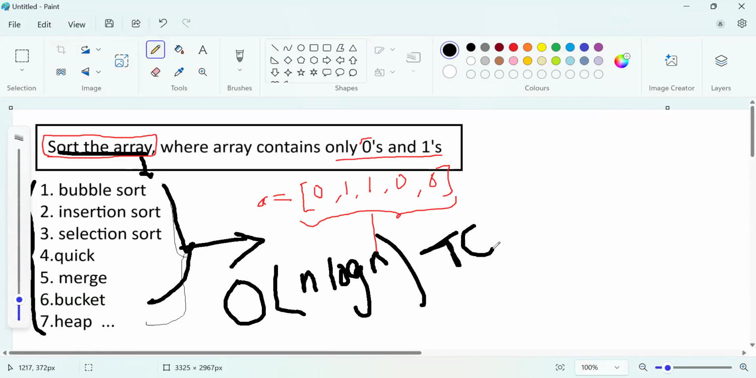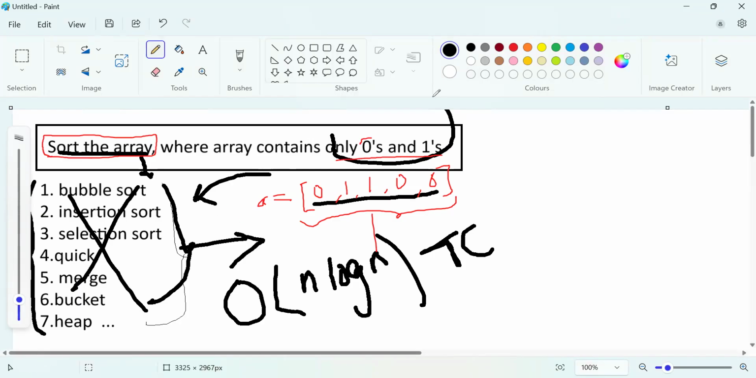Now the question is, is there any approach, not necessarily simple, where we can sort these zeros and ones without using these techniques? Can you think of that particular technique, guys? I'll give you a minute or so. Pause the video and think of an approach. The clue for this question is that we only have zeros and ones, only two values. So pause the video for a minute and think of the approach.